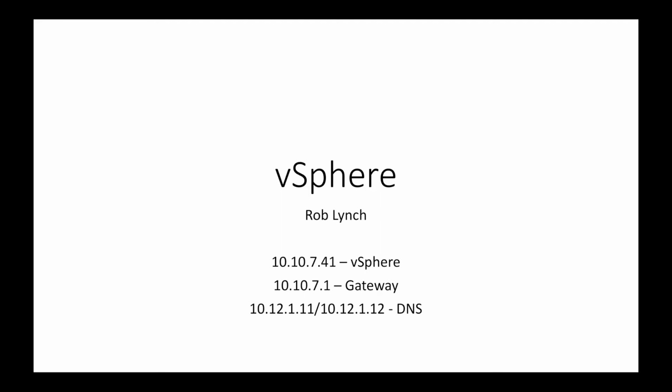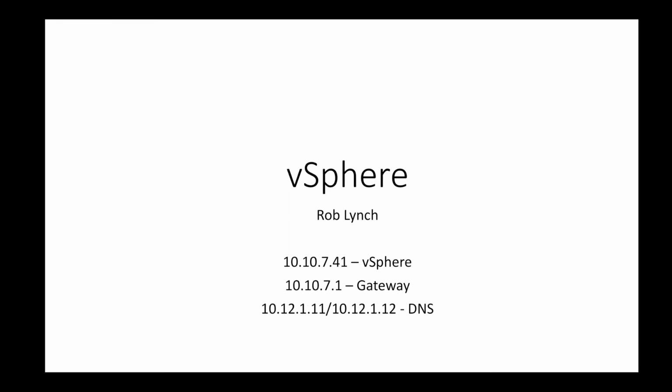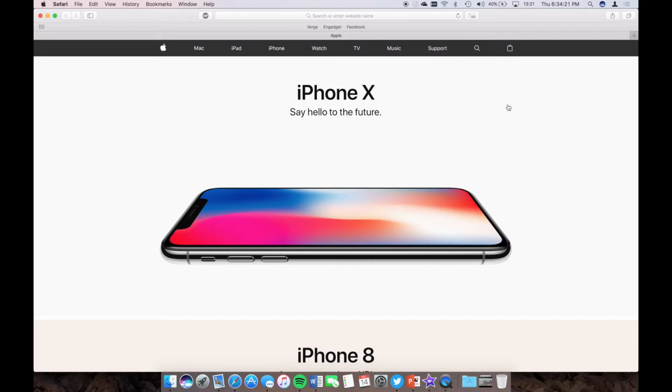Alright guys, back again. This time we are going to do the web client of vSphere. We're going to be setting up Linux real quick. Like the other two videos, we're going to want to remember vSphere's IP address is going to be 10.10.741. The gateway is 10.10.7.1, and our two DNS servers are 10.12.1.11 and 10.12.1.12 respectively. Alright, so we're going to go over to our web browser.